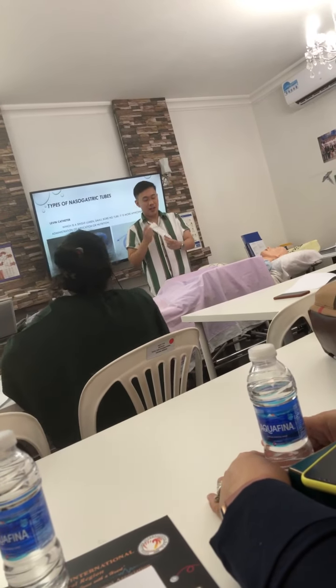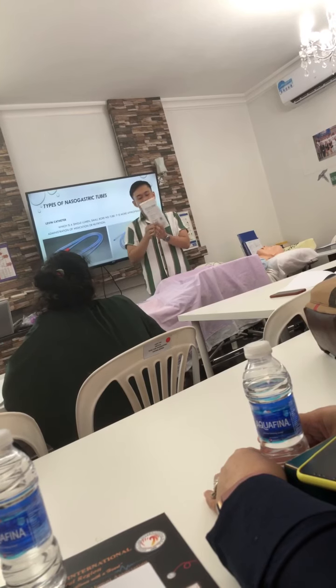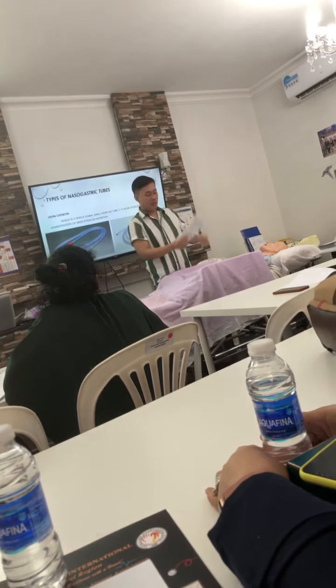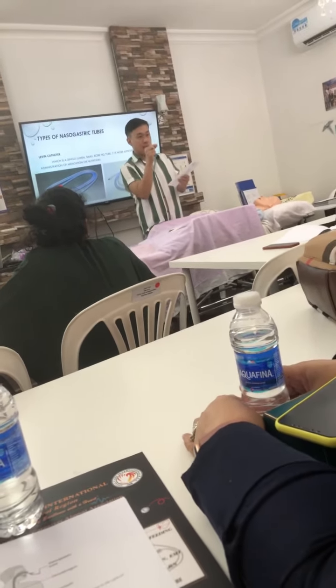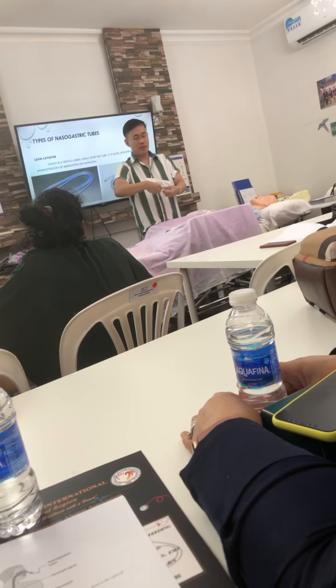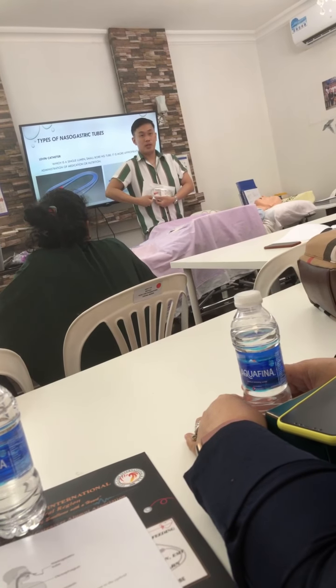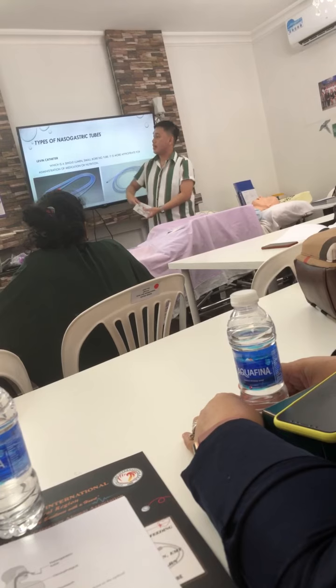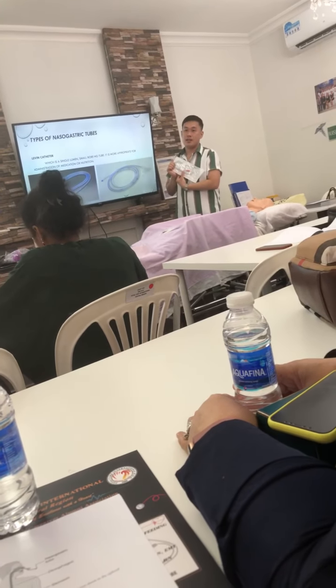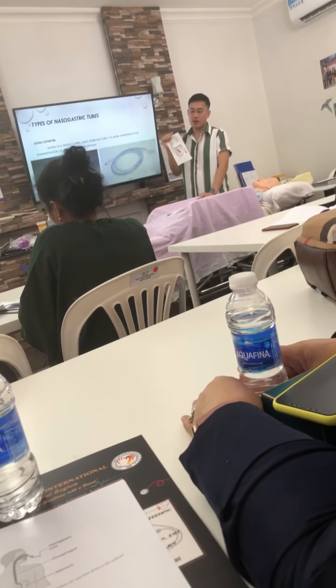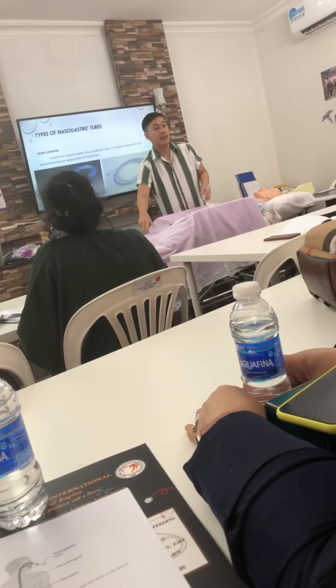Yes, I'm right. This is French 10. It is written in here, French 10. It's the size. We say French size, that is the diameter of the catheter. So it is larger. This is a good example of the Levin catheter. This Levin catheter is a single lumen, small bore tube, which you can also observe in the hospital, right?